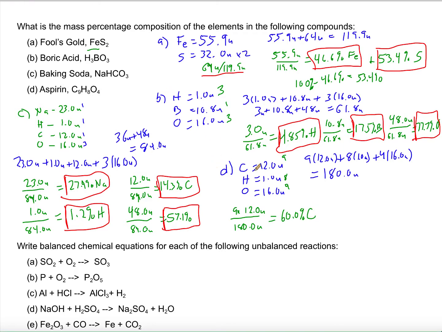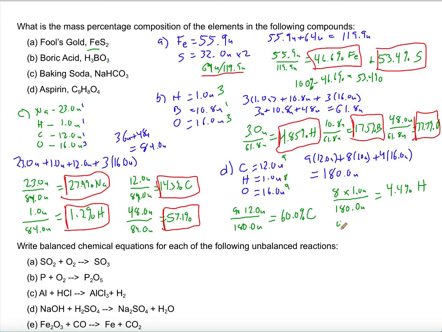Next, we want to look at the hydrogen. Hydrogen, we do it exactly the same. There's 8 of those times 1 unit divided by the 180 units, which is the same for everything. Once you calculate that, it remains the same. 8 divided by 180 and then multiplied by 100 will give you 4.4% hydrogen.